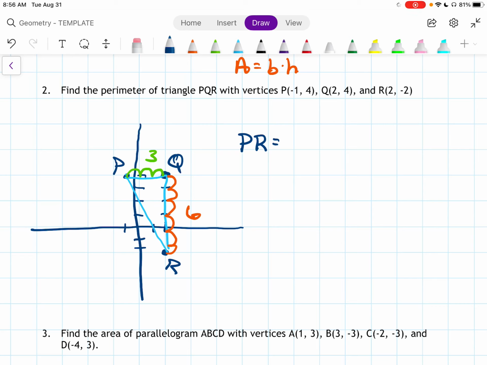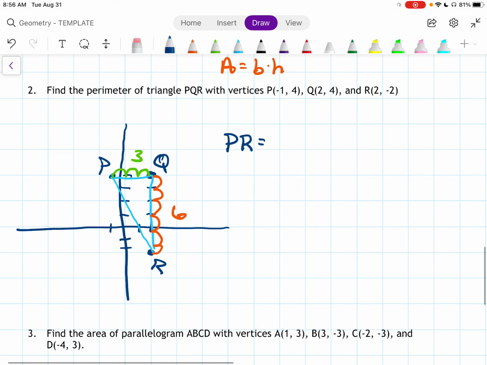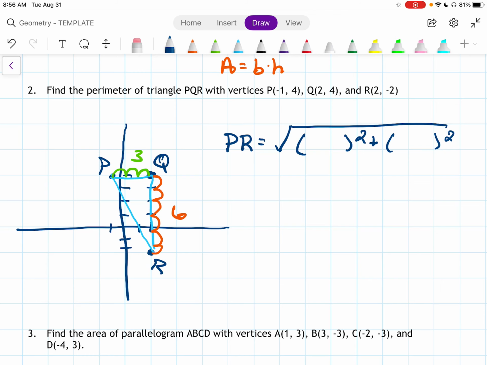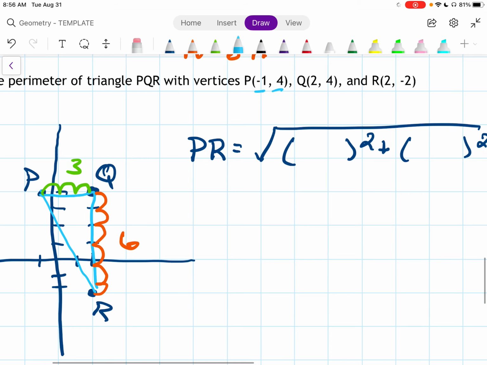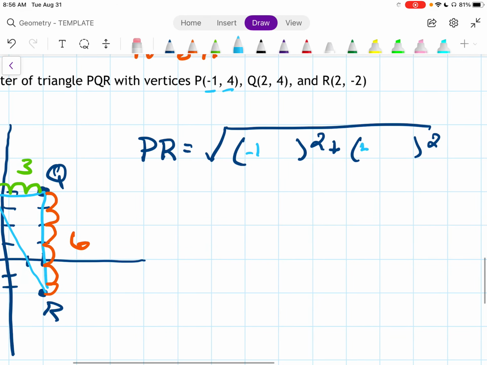I need to use the distance formula to find out how long that is. We could use the Pythagorean theorem, but since we've been using distance formula, that's what I'm going to use. So I'm going to have my big square root, parenthesis squared, parenthesis squared. I'm going to grab my points from P, which are -1, 4, then put my minuses in there, and then I'm going to look at my point R, which is at 2, -2.